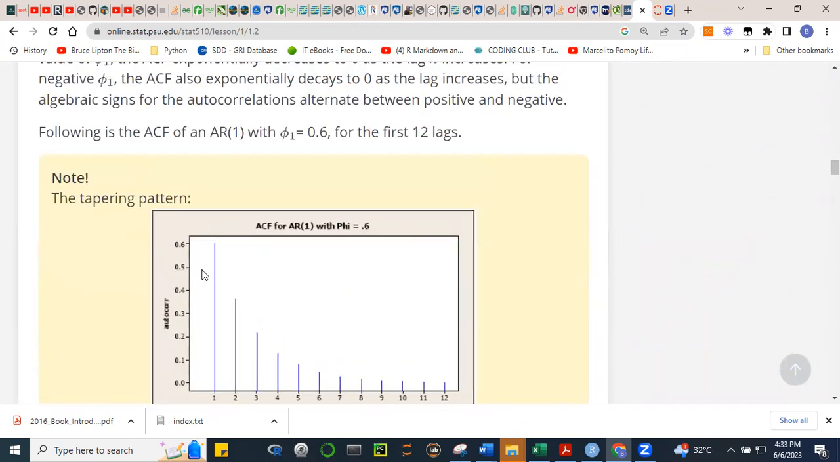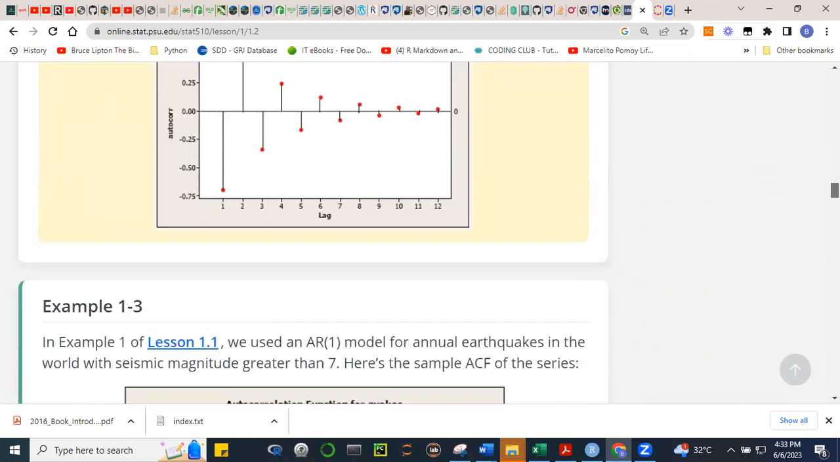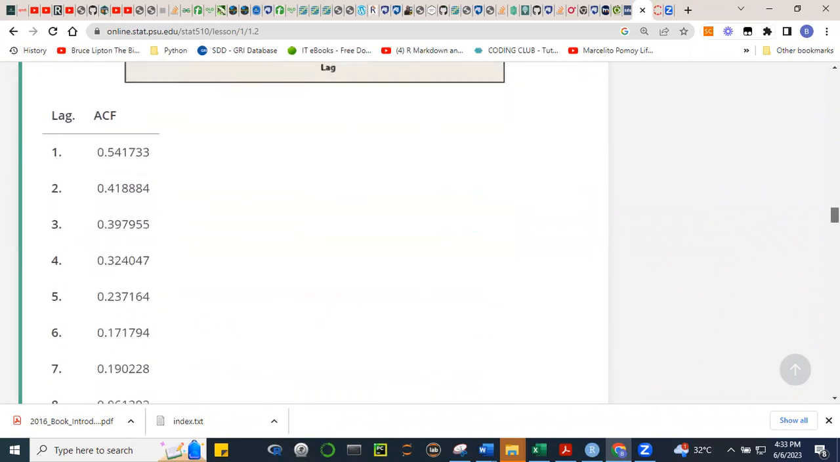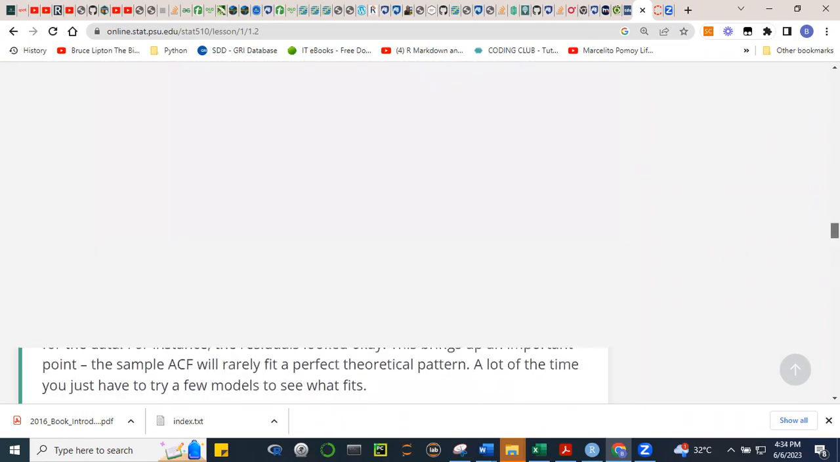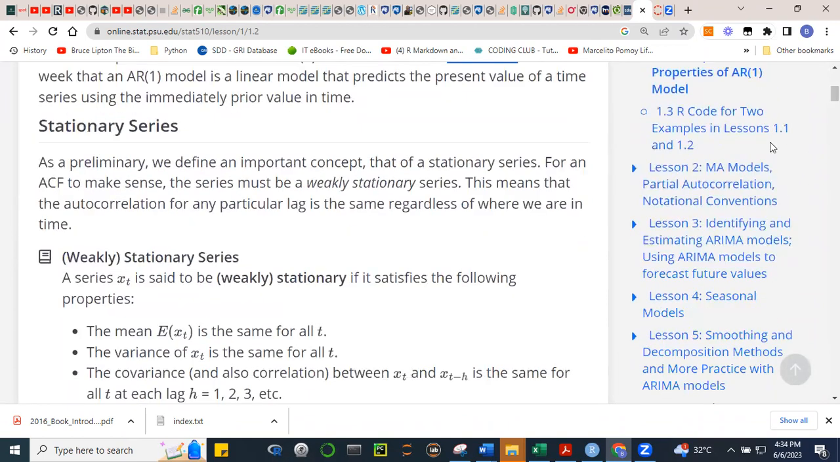This is an example of an ACF: a tapering pattern, and then an alternating and tapering pattern for an ACF. We're also going to use an ACF in order to determine what type of model we're going to use. So aside from an AR process, we're also going to learn how to do an MA process. So we have AR and MA, and the combination of the two is called an ARIMA process.